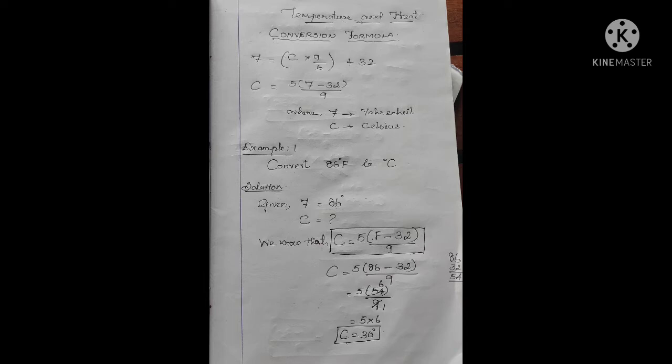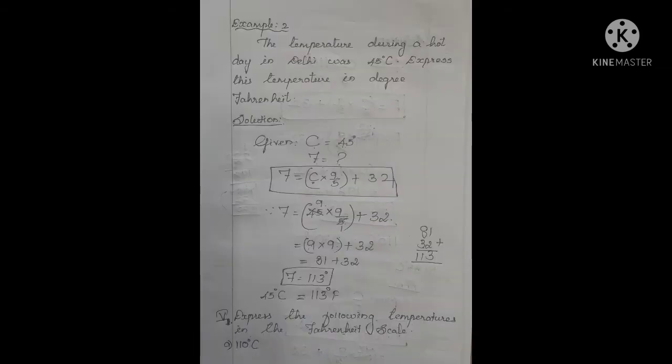Anyway, a few examples and exercise problems we have completed. One problem we have seen: convert 86 degrees Fahrenheit to Celsius. So F is equal to 86 degrees Fahrenheit. Then we have to get the answer for C. C equal to 5 into (F minus 32) divided by 9. By that we get the solution.